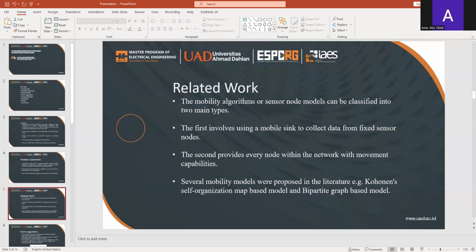The Kohonen self-organizing map is a special class of artificial neural networks known as the competitive neural networks paradigm.